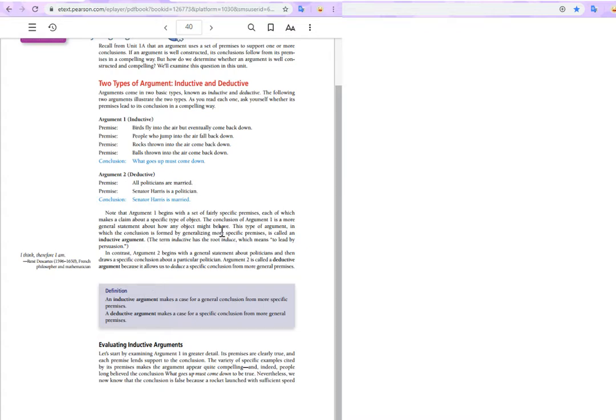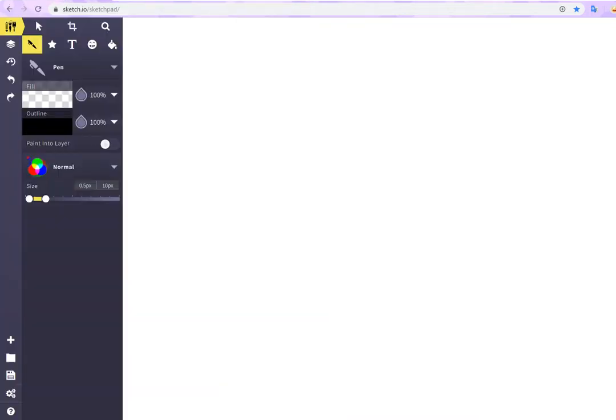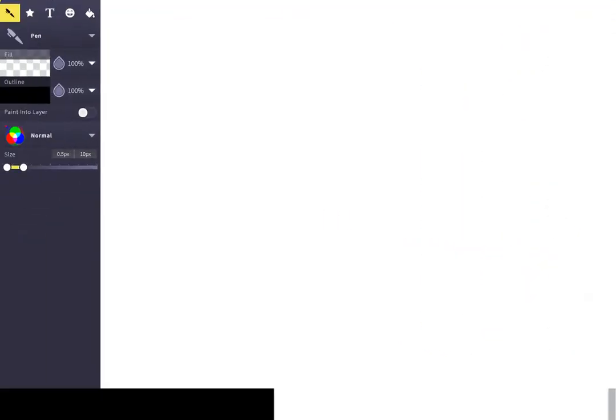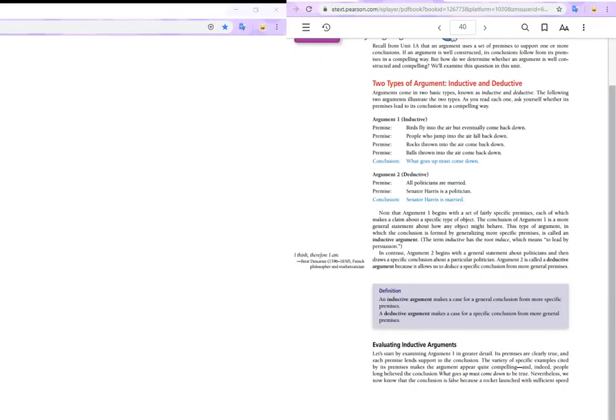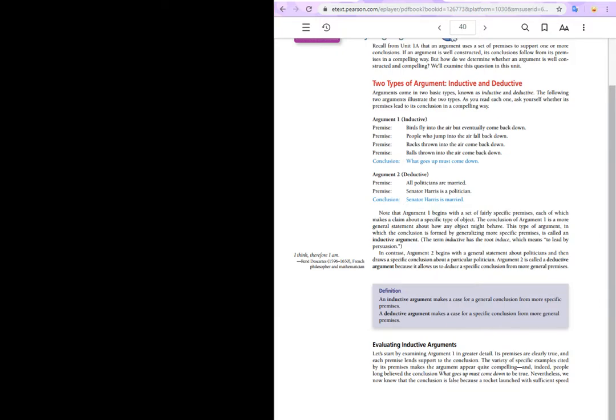Maybe I'm just scanning, and I'm going to take note that I've got two types of arguments here. I've got inductive and I've got deductive. So maybe I just go ahead and say inductive. And I'd write that down, that I've got inductive versus deductive arguments.